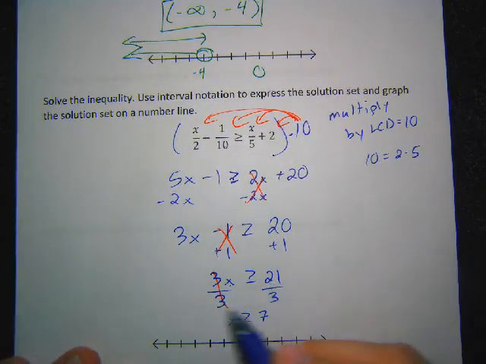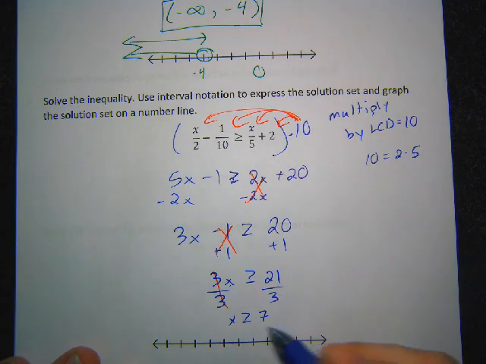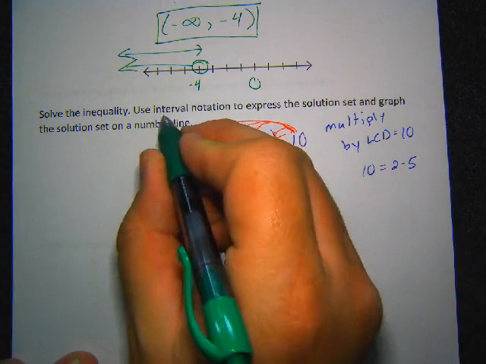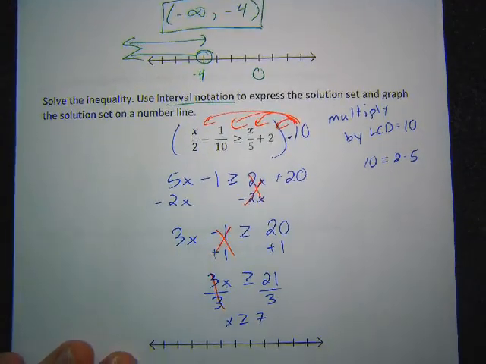So I divided both sides by 3. Again, I'm dividing by a positive, so I don't flip the inequality. That's why I just get x greater than or equal to 7. Now, again, I want to answer this in interval notation. I don't want to leave it as a rule like this. I want to make sure I have a set of numbers. So again, I need to write interval notation.